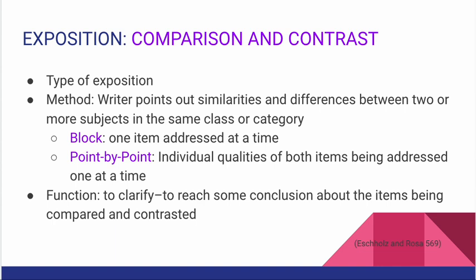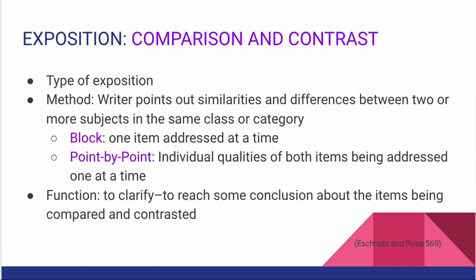Another method of exposition is comparison and contrast, and like division and classification, these may be used separately or together in an essay. The entire essay may be organized in this pattern, or comparison and contrast may be used in conjunction with another mode of writing or several other modes of writing. In this method, the author discusses the similarities and differences between two or more subjects in the same class or category. There are two types of comparison and contrast. One is block, where the writer addresses one of the subjects of comparison and contrast at a time. This is used for shorter essays.